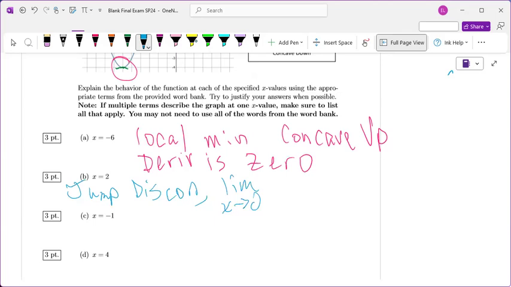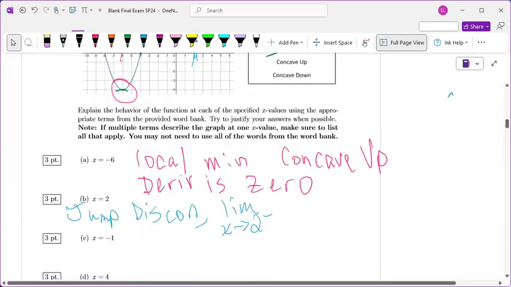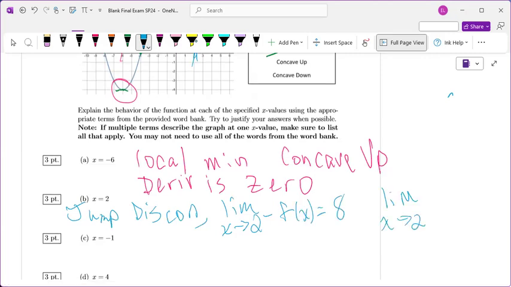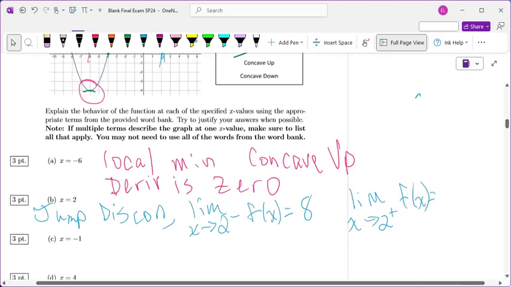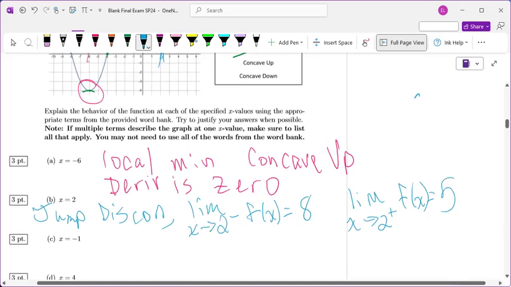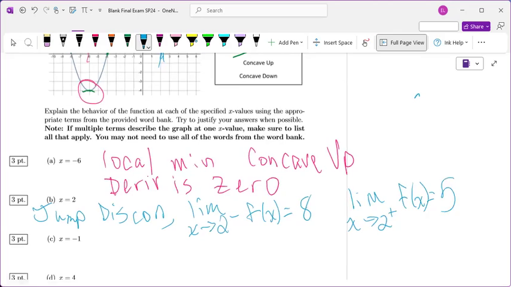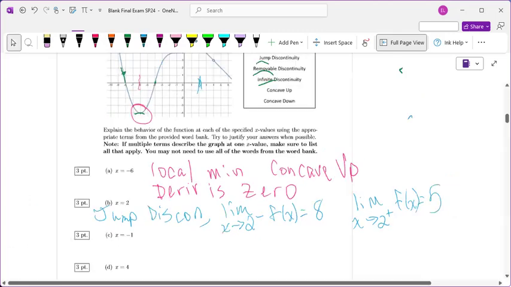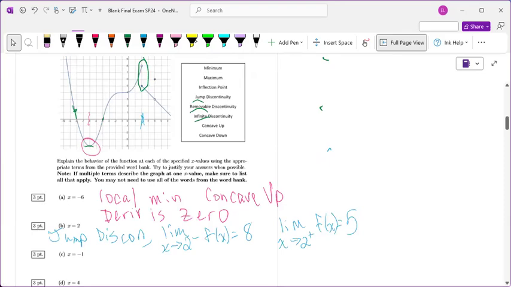The limit as x approaches 2 from the left is 8. The limit as x approaches 2 from the right is 5. So the fact that those are not the same number is what tells you it's a jump discontinuity. I don't remember if we actually asked one-sided limits or if we just asked if a limit existed or not. But for x equals 2, the limit does not exist.